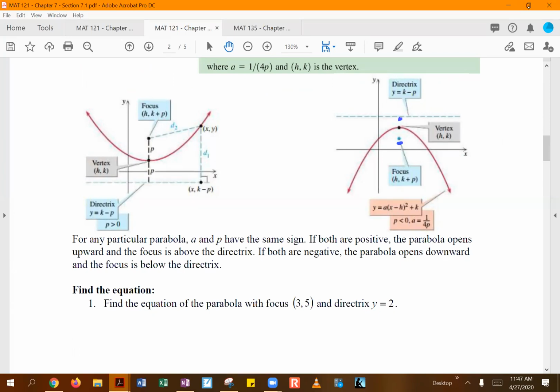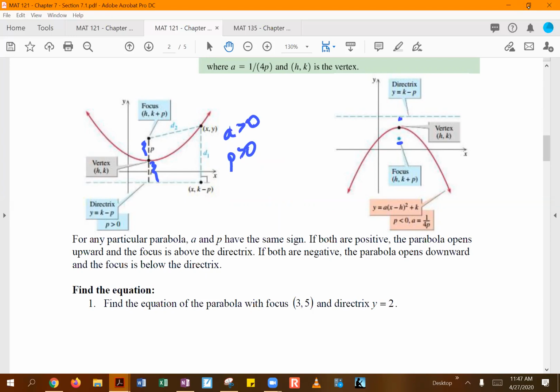And remember, when a parabola is opening up, that means our A value is positive, and that also means that our P value is positive, and P is that distance between the focus and the vertex, or P is the distance between the vertex and the directrix, okay?